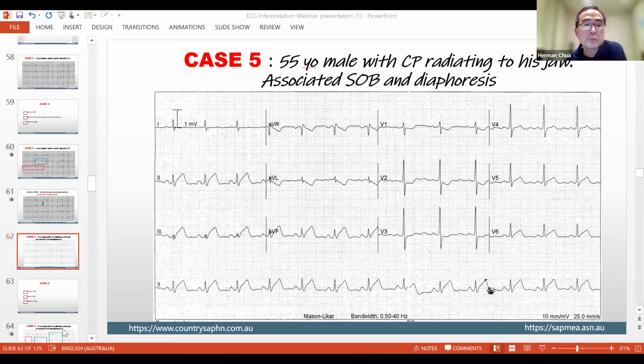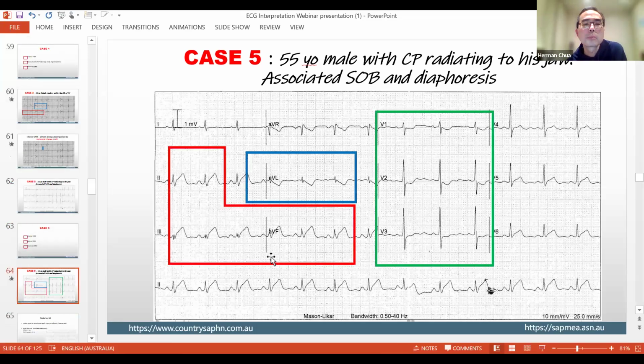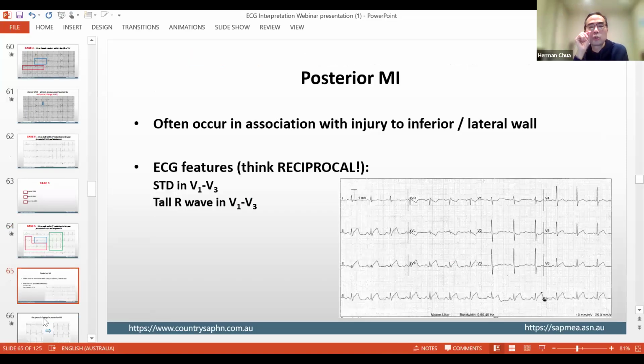Just to highlight things: the inferior changes, the reciprocal change in aVL, and the posterior wall change as demonstrated there as well. So how do you diagnose a posterior MI? Like I said, they are friends with inferior and lateral. Often people don't look for it because they've already clinched the diagnosis: you look at the inferior leads, see ST elevation, bang, that's it, I've got it.